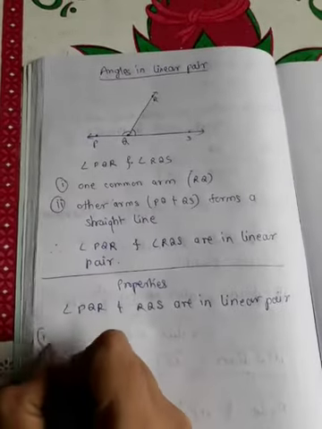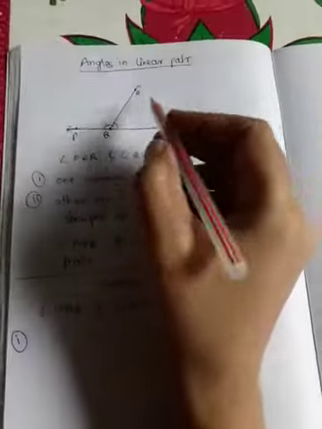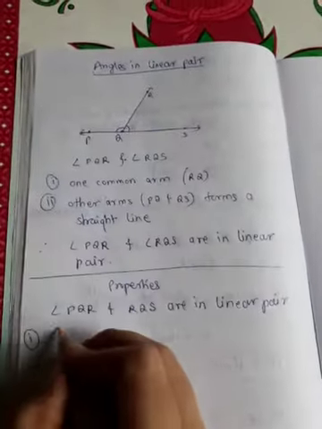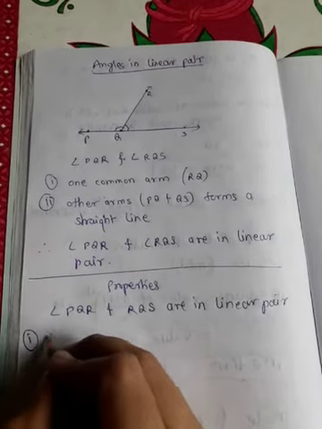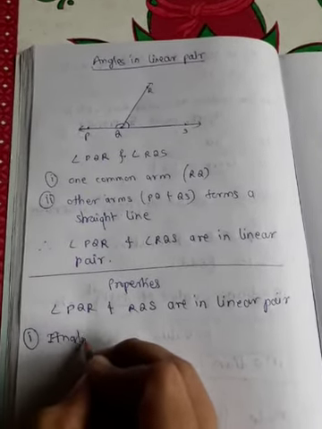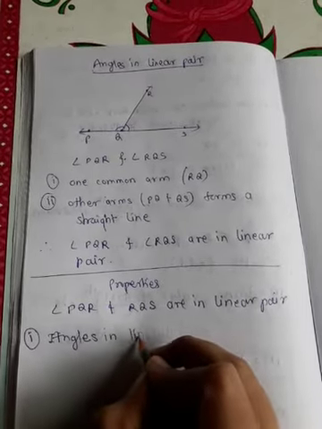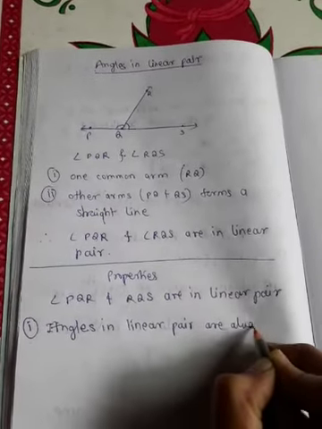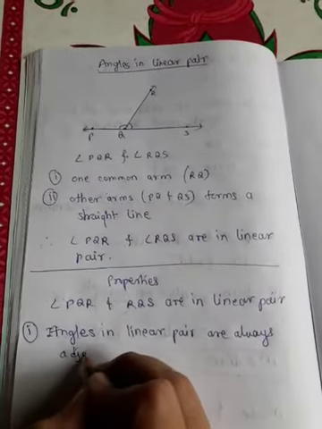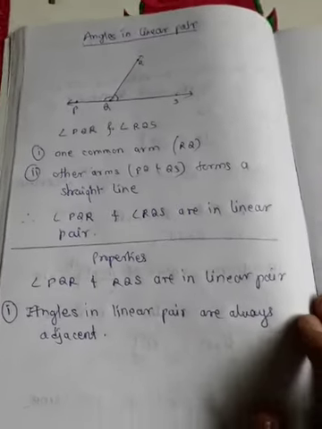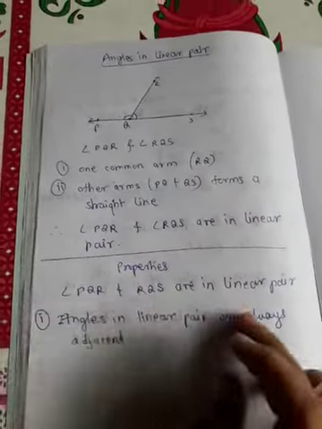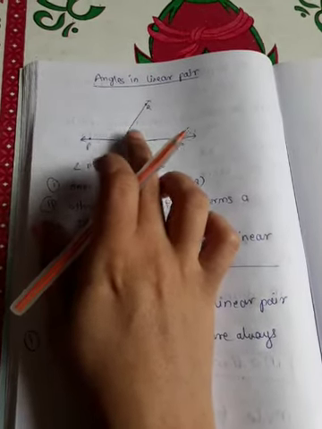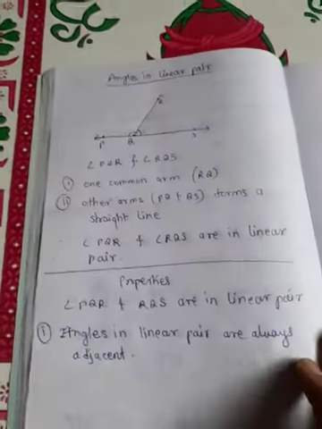Okay, so by this diagram what we can observe is that angle PQR and angle RQS are adjacent angles. So the very first property is that angles in a linear pair are always adjacent. Whenever two angles are in a linear pair, they are always adjacent. Adjacent means one next to another, attached, and their interiors are different.